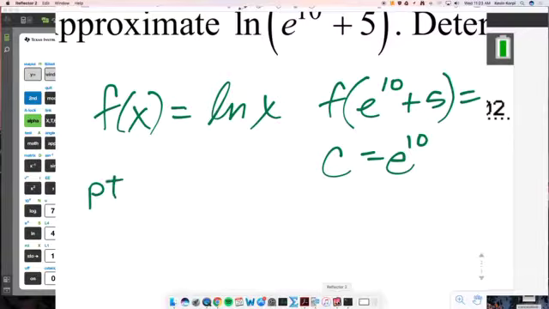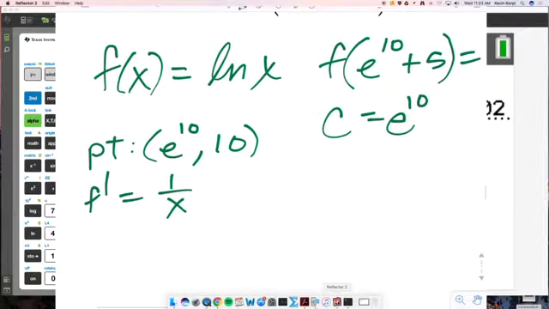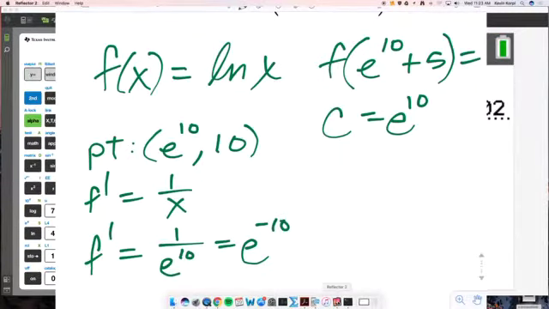So we need the point. The point is going to be e to the 10th, comma, what is the natural log of e to the 10th? 10, good. The derivative is 1 over x, so the derivative at e to the 10th is 1 over e to the 10th, or e to the negative 10th, if you want to write it like that.